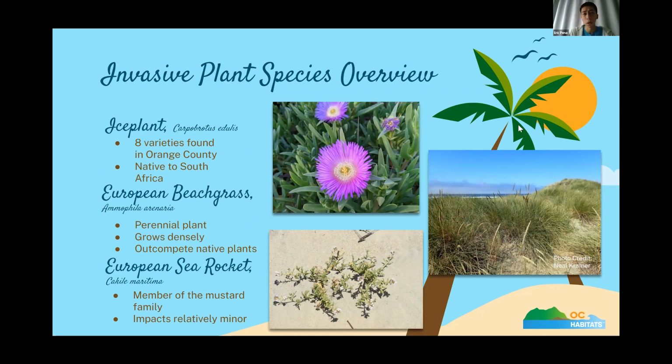So here's a quick overview of some of the invasive plant species that you can see in coastal dune habitats in Orange County. We have the ice plant. In particular, what's shown here is the Carpobrotus edulis. You can find 8 different species of ice plant all throughout Orange County, but this species was introduced from South Africa.